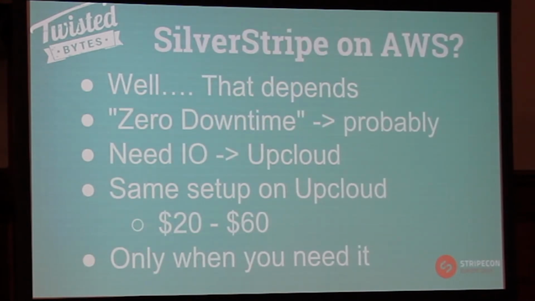Why would you want to run SilverStripe on AWS? It depends. It's always the only answer you can give. But if you want zero downtime, really zero downtime on your websites or applications, then probably AWS is an option. For a lot of other things, I'm not sure. I would still choose UpCloud.